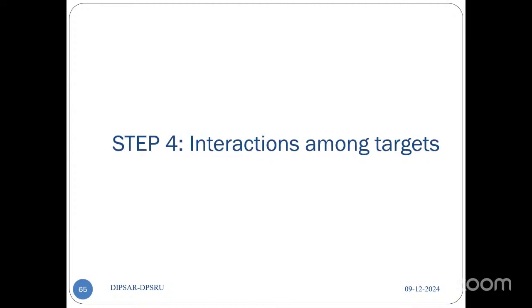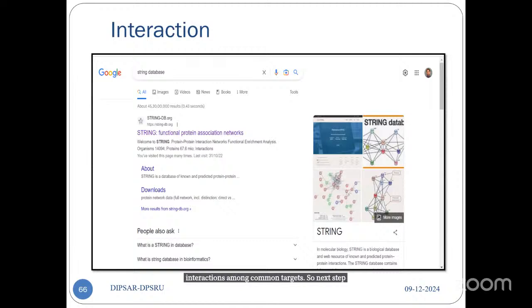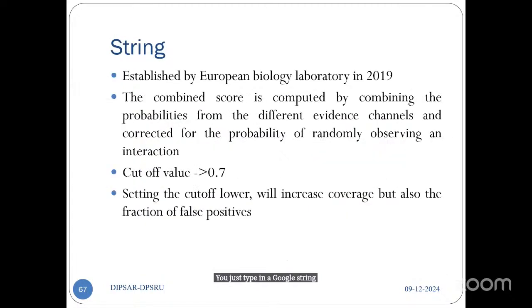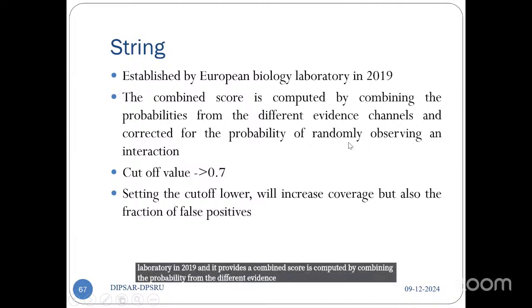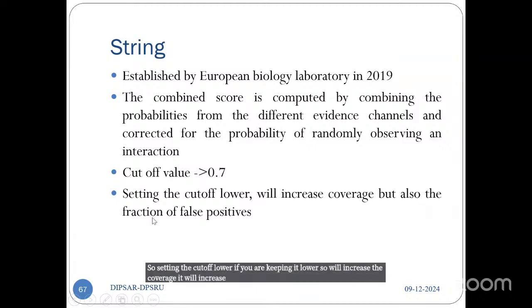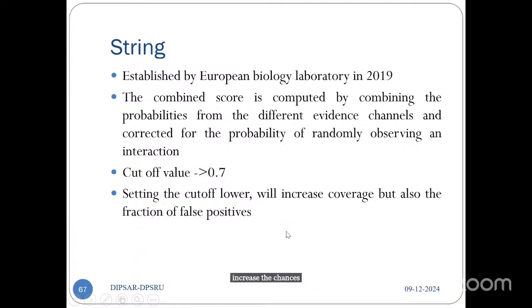The next step is interactions among common targets, and STRING is widely used. You just type STRING in Google, you will find it. STRING was established by a European laboratory in 2019, and it provides a combined score computed by combining the probabilities from the different evidence channels and correcting for the probability of random occurrence. The cutoff value we are keeping is 0.7. If you keep the cutoff lower, it will increase your coverage, but also increase the chances of false positive errors. So you have to be very careful when changing the cutoff values.